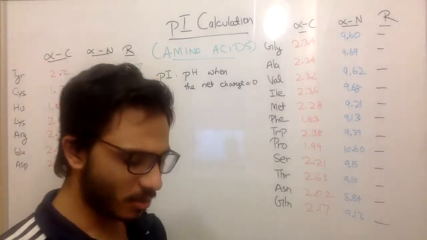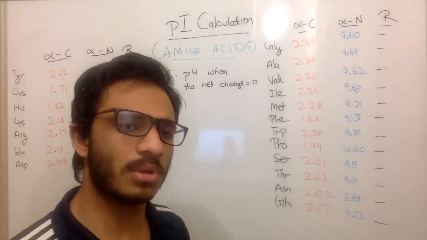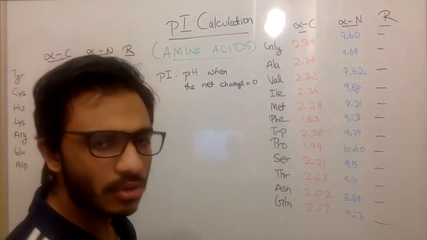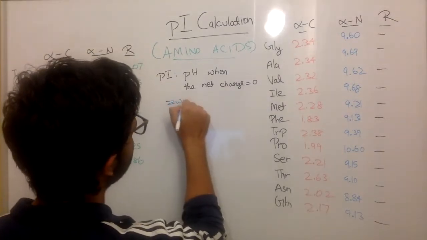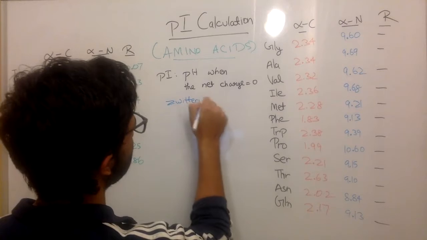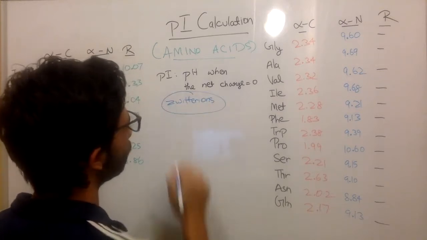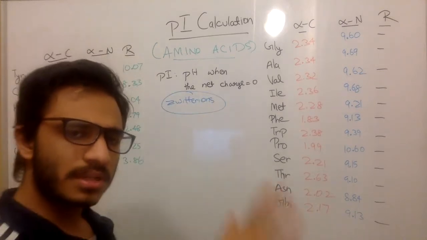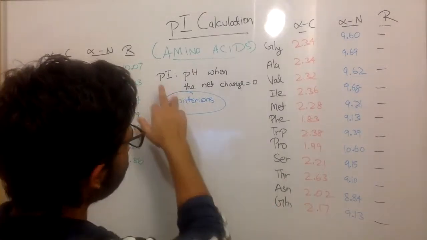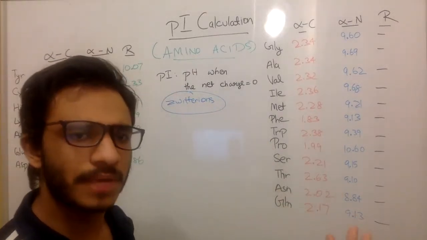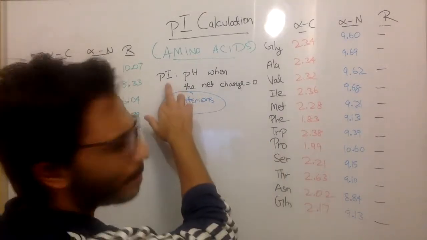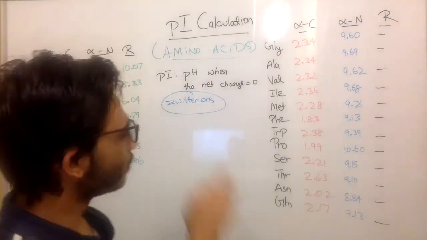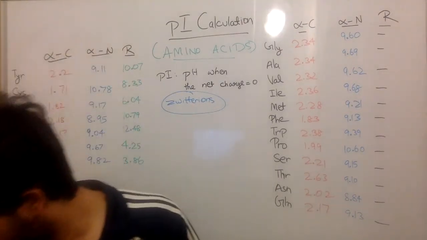So in that case, amino acids are sometimes called zwitterions. So it's this new term. They are called zwitterions. So zwitterions is nothing but the name for amino acids when they don't have a net charge. So at their pI, right? That's when they are called zwitterions.